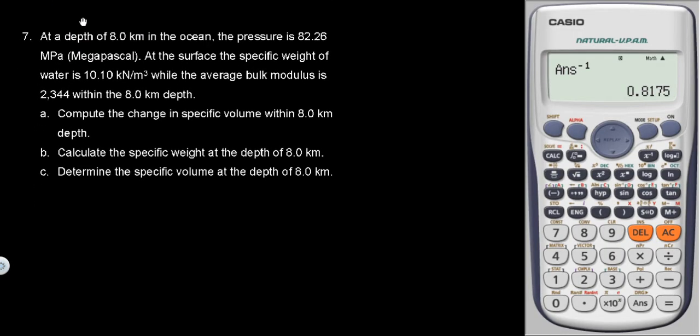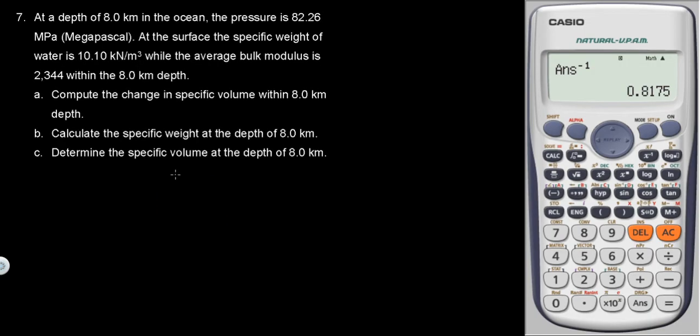Number 7. At a depth of 8.0 kilometer in the ocean, the pressure is 82.26 megapascal. At the surface, the specific weight of water is 10.10 kilonewton per meter cube, while the average bulk modulus is 2,344 megapascal. Within the 8.0 kilometer depth, A, compute the change in specific volume. B, calculate the specific weight at the depth of 8.0. And determine the specific volume at the depth of 8.0 kilometers.